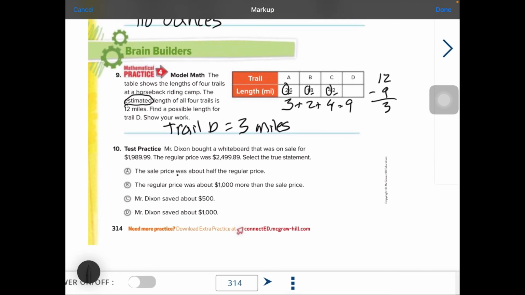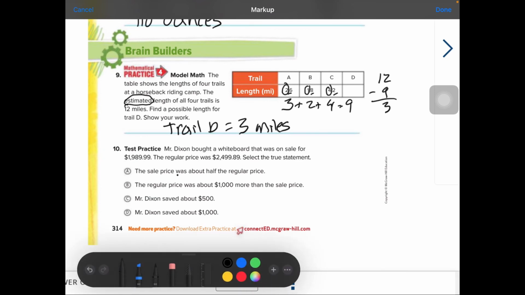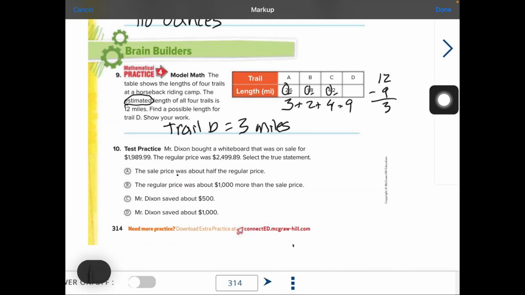Number 4, Mr. Dixon bought a whiteboard that was on sale for a very large price. The regular price was even worse, that big number. Select the untrue, or excuse me. All right, take 2. Let's try that again. Take 2. Mr. Dixon bought a whiteboard that was on sale for $1,989.99. The regular price was $2,499.89.